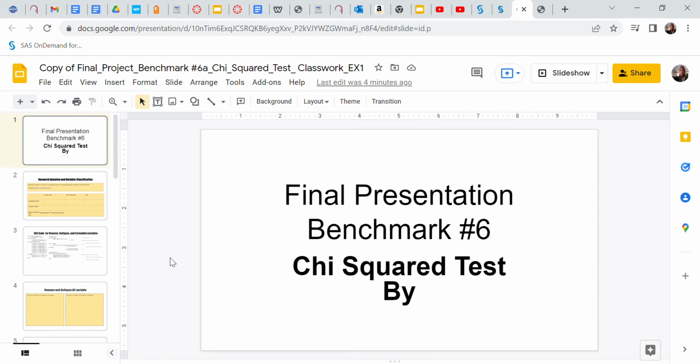Welcome back to your Benchmark 6A Chi-Squared classwork example. All right, we're going to get started. You're going to be doing your Chi-Squared test. Pay very close attention because you're going to do it with me and then you're going to do your own variables, which you have looked at.